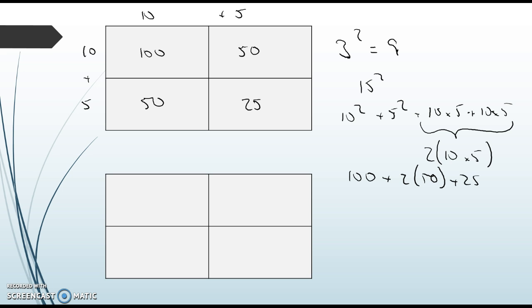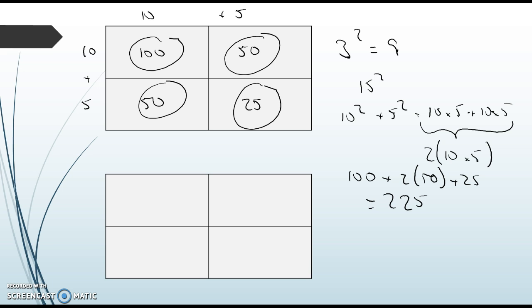So 100 plus 25 equals 225. So 15 squared equals 225. But the important thing we want to actually look at are these two 50s. So we have 10 squared, which is 100, and 5 squared, which is 25, but it's these two numbers that will actually help us later on. But let's try another one and see if we get the same sort of pattern.